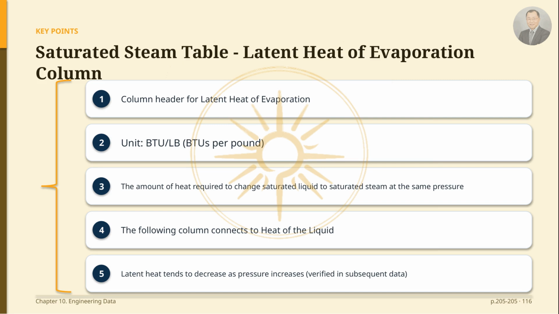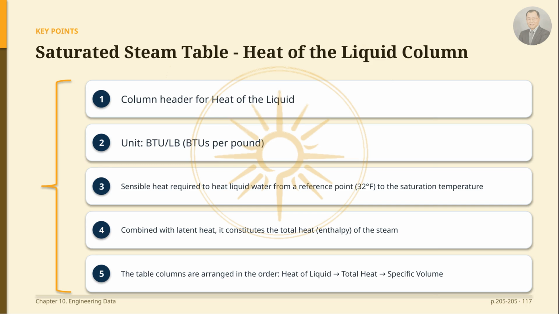The unit for latent heat is BTU per pound, and it refers to the amount of heat required to completely convert a saturated liquid into a saturated vapor at the same pressure. In other words, it is the hidden heat absorbed during the phase change process, without a change in temperature. Following the latent heat is the heat of the liquid item. Generally, the latent heat of vaporization tends to decrease as pressure increases, which you can verify specifically in the subsequent numerical data.